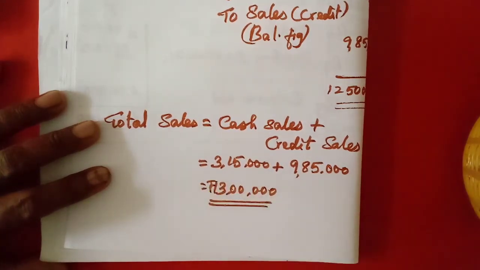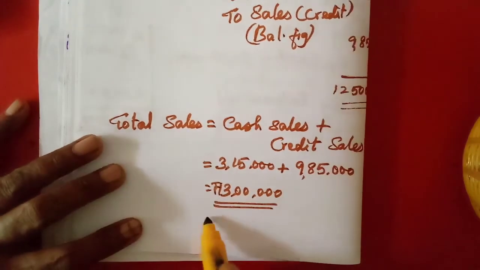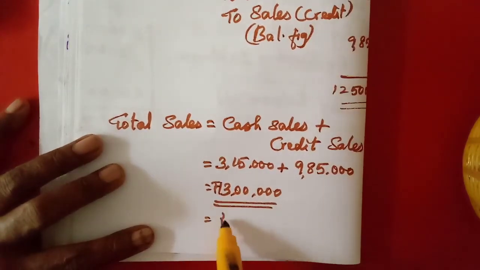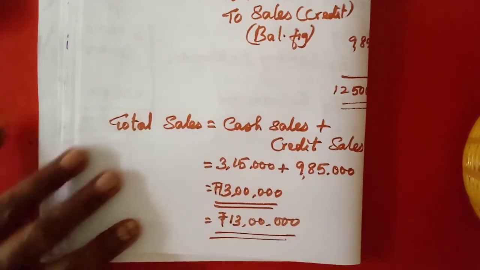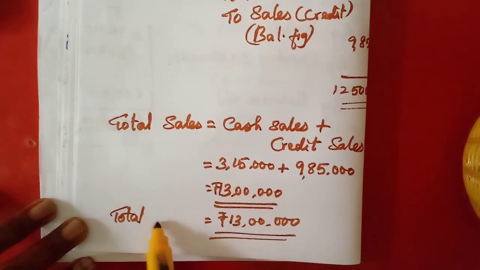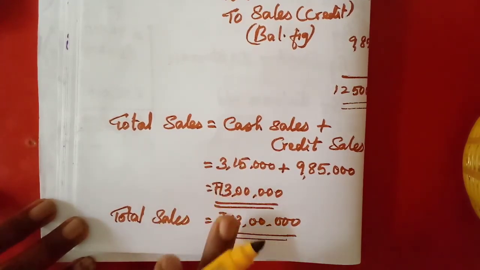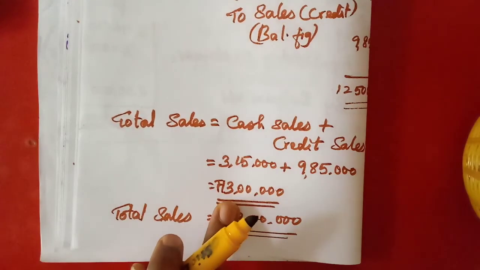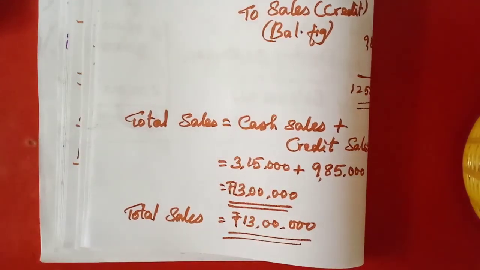Rupees you have to write. So the rupee symbol you have to write clearly. 13 lakh. That's the answer. Again, you can write total sales. If anything like this happens, it looks like 3 lakh, so don't cut there, you write once again. Okay, rupees 13 lakh.